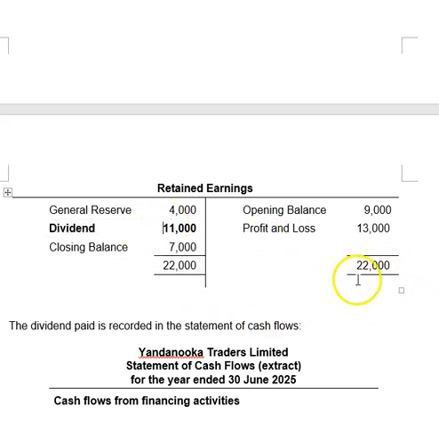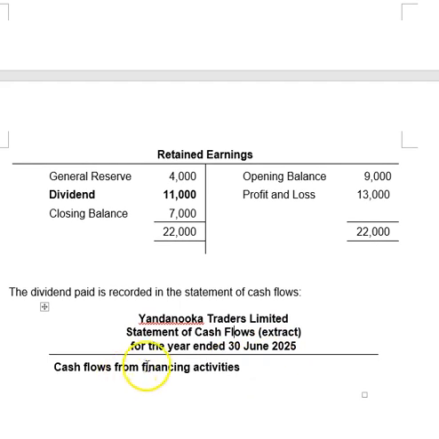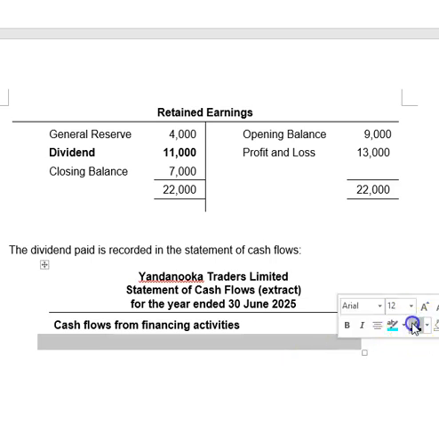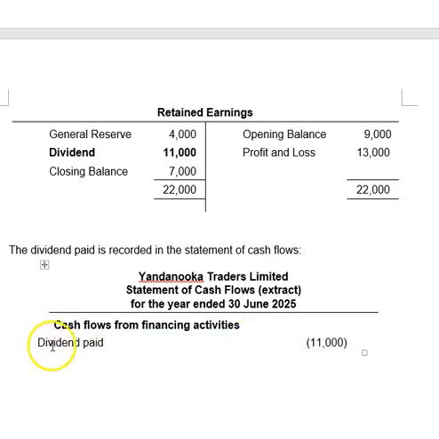Once you find out your dividends paid, you need to record it in your SOCF. Under financing activities, you would have dividends paid of 11,000. Dividends paid is a cash outflow, so you need to put a bracket here, because this will reduce your cash balance.